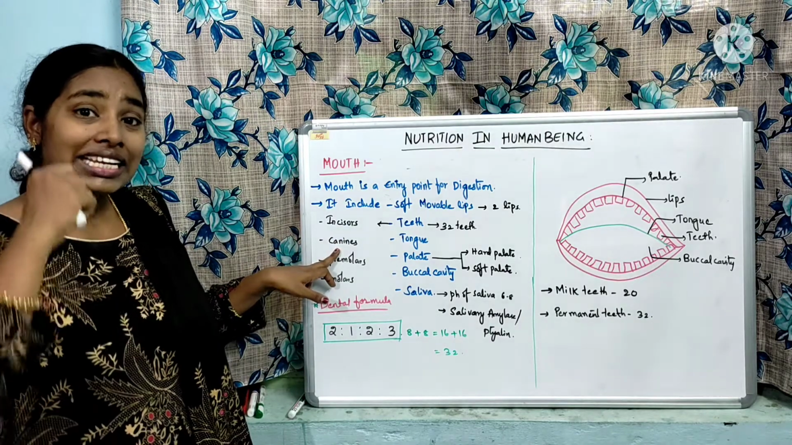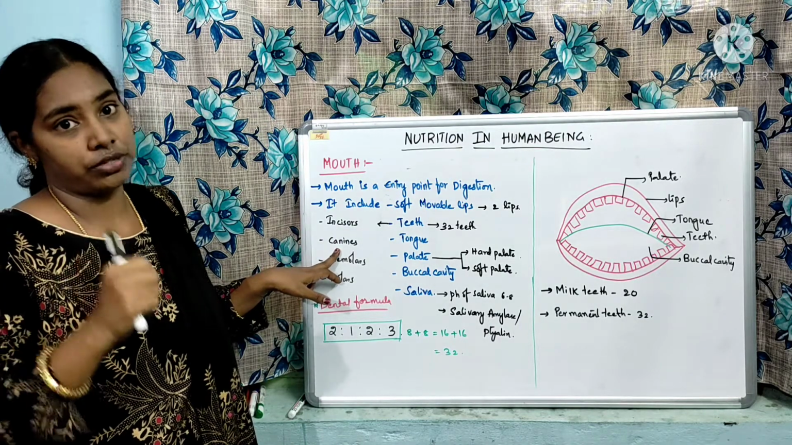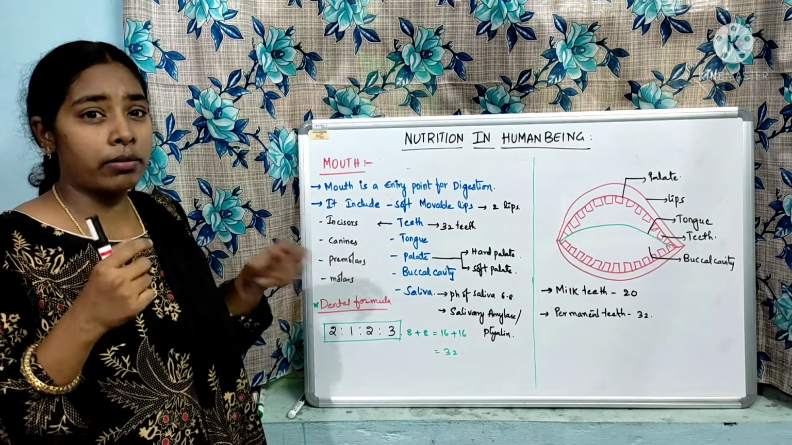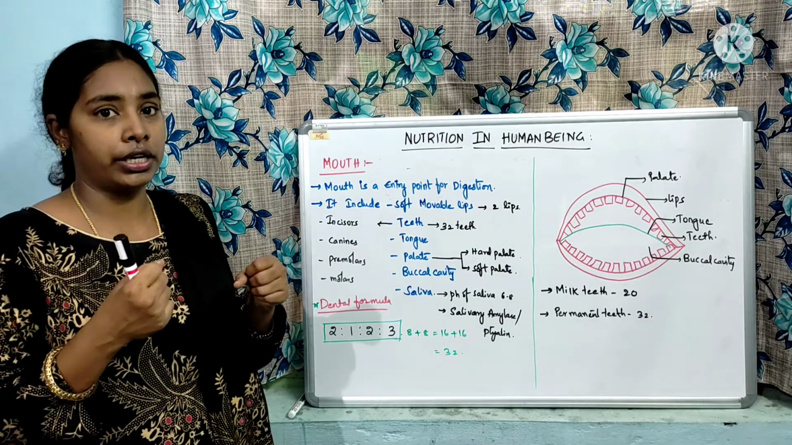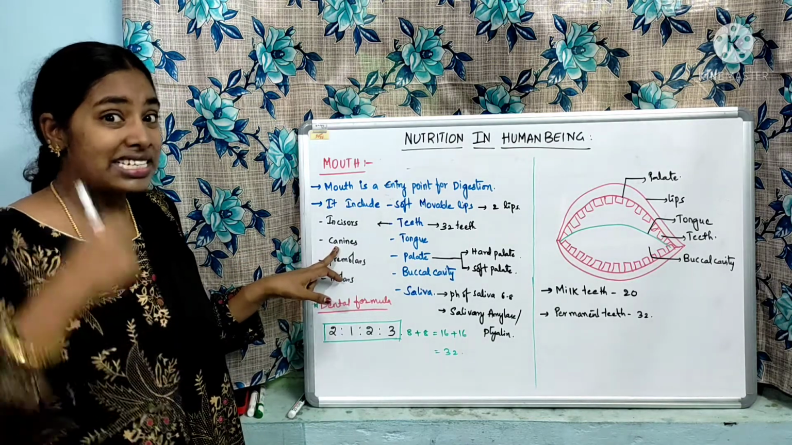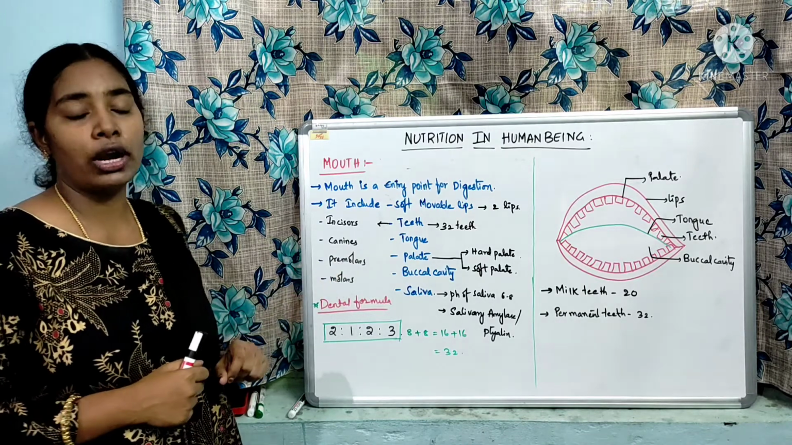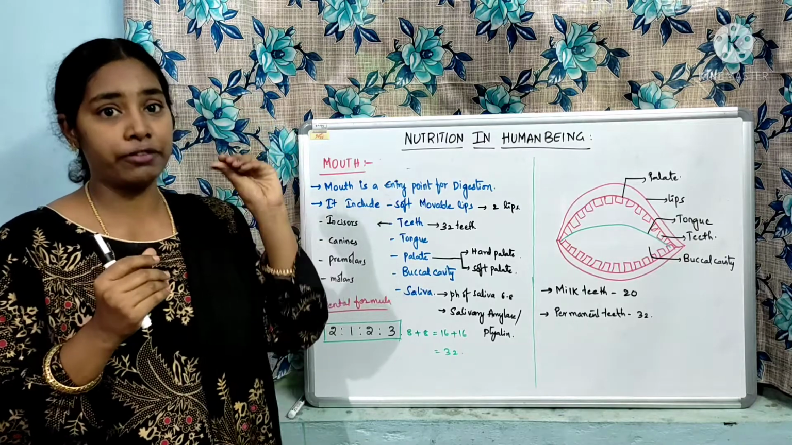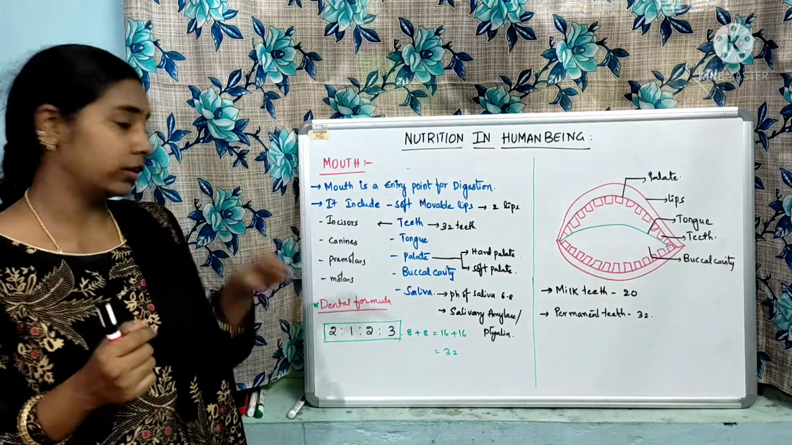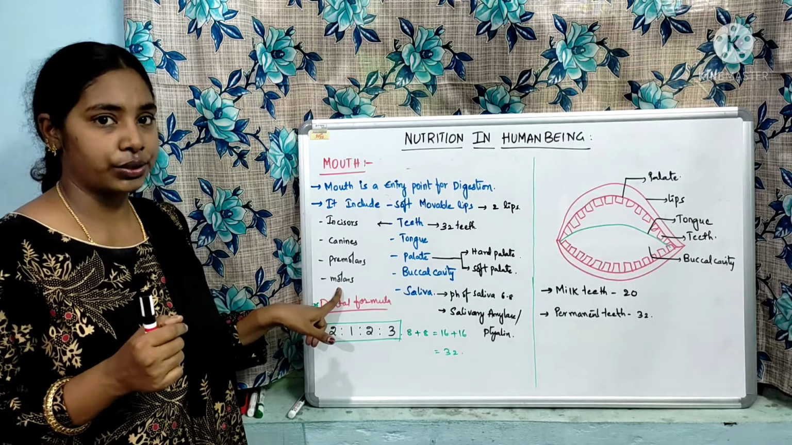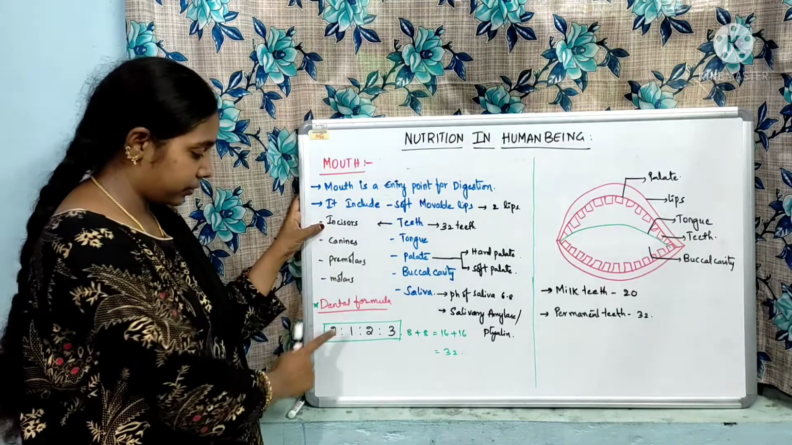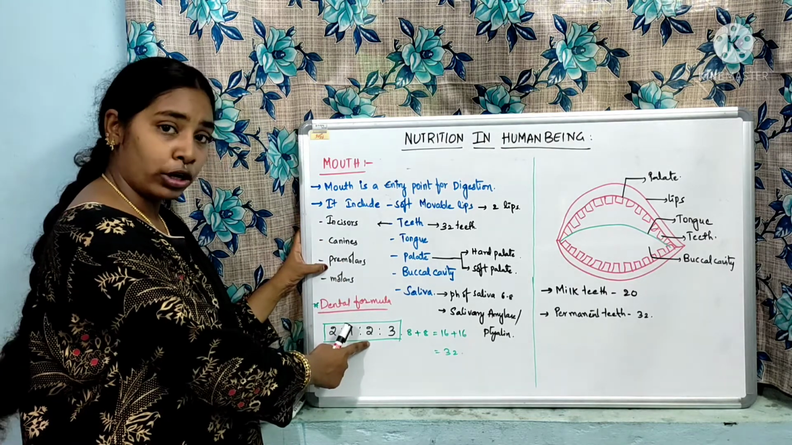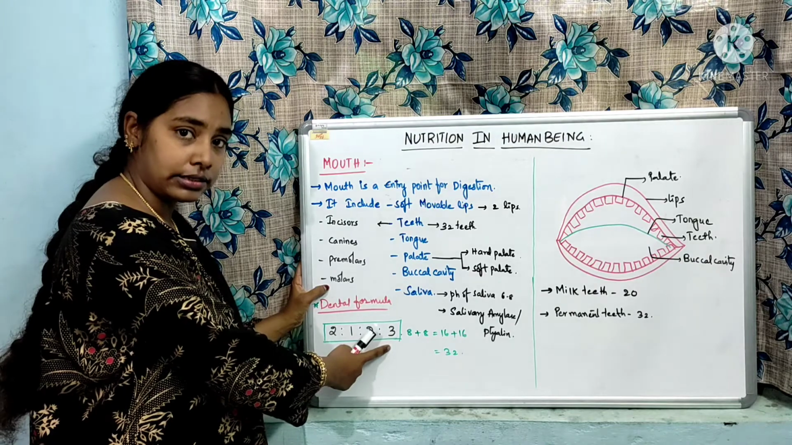Canines are helpful in tearing food. Flesh, meat, whatever you are eating, those require more energy. So canines play a crucial role in tearing food. Premolars and molars are helpful in grinding or chewing food material. You chew your food with the help of the last teeth, those are premolars and molars. Two are incisors. One is canine. Two are premolars. And three are molars.